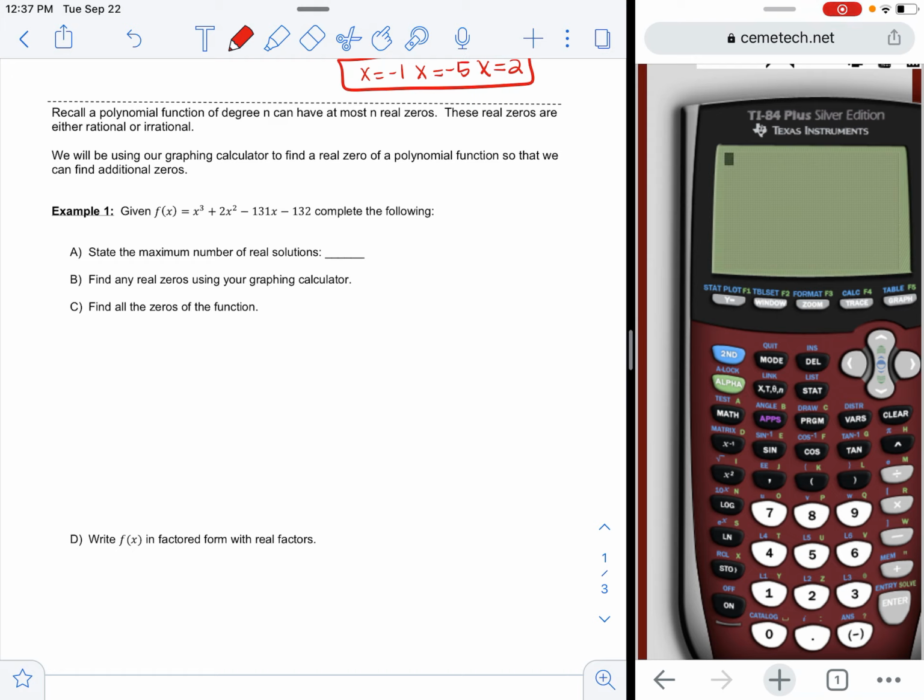Okay, so recall a polynomial function of degree n can have at most n real zeros. These real zeros are either rational or irrational. We'll be using our graphing calculator to find a real zero. Our calculator won't find imaginary zeros, but we're going to use our graphing calculator to find the real zeros so that we can find the additional zeros. So we're going to end up finding all of them, but we're going to use our calculator to find the real one first.